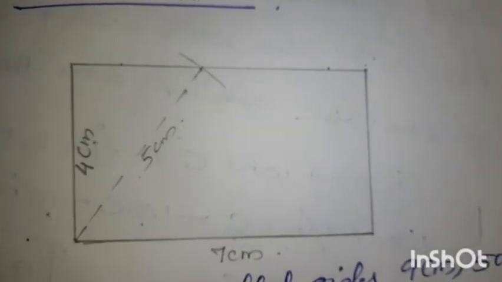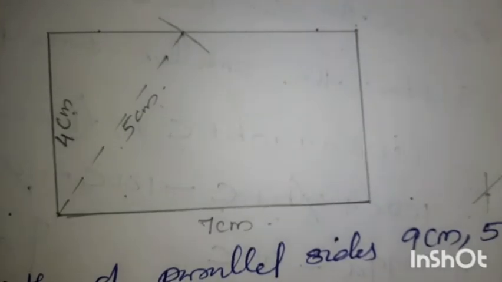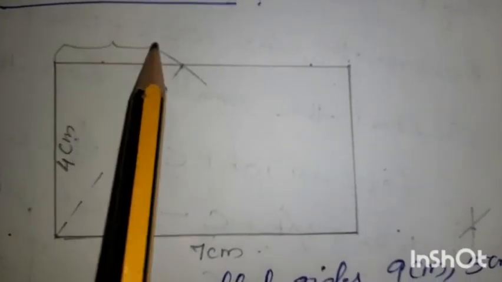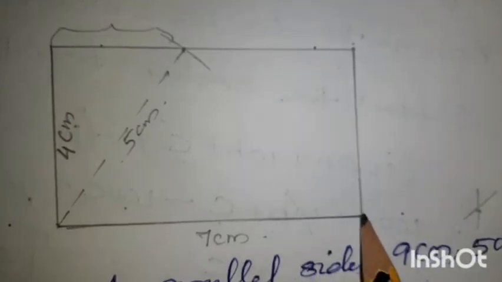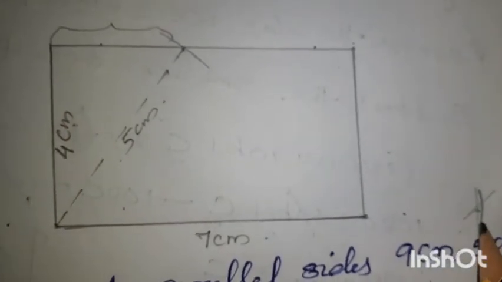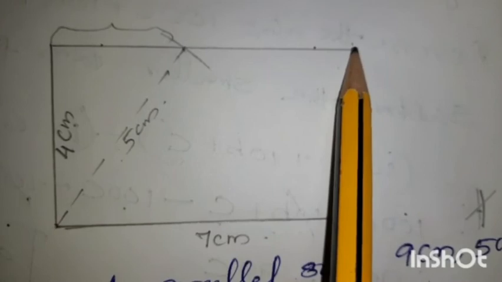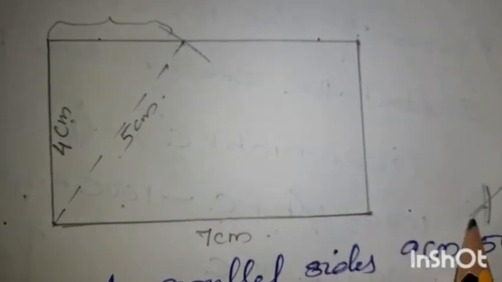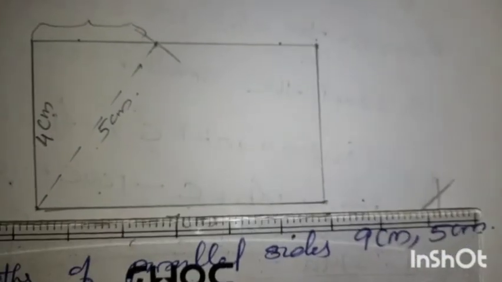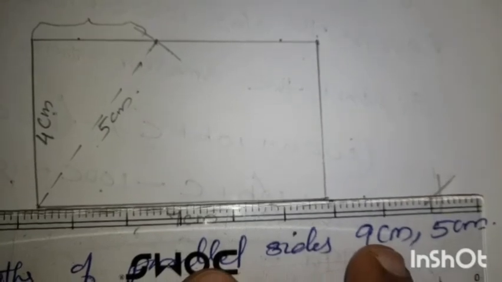And from the top end, we must draw a 5 centimeter arc again. So take this length and extend from this end and draw an arc first. Then from this point, draw an arc of 5 centimeter. So draw the line.